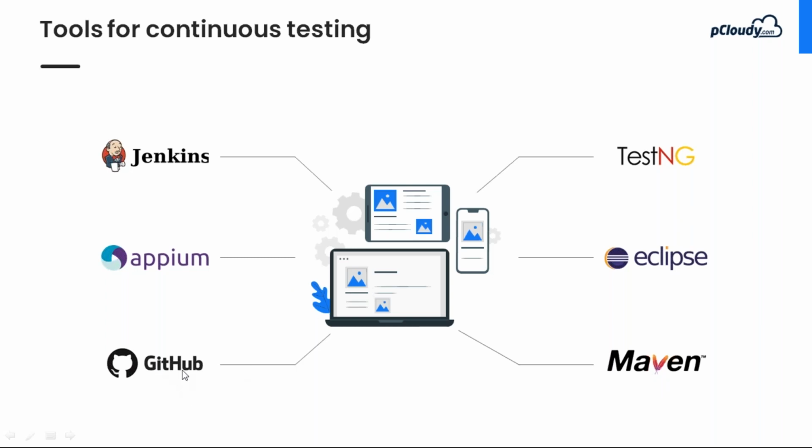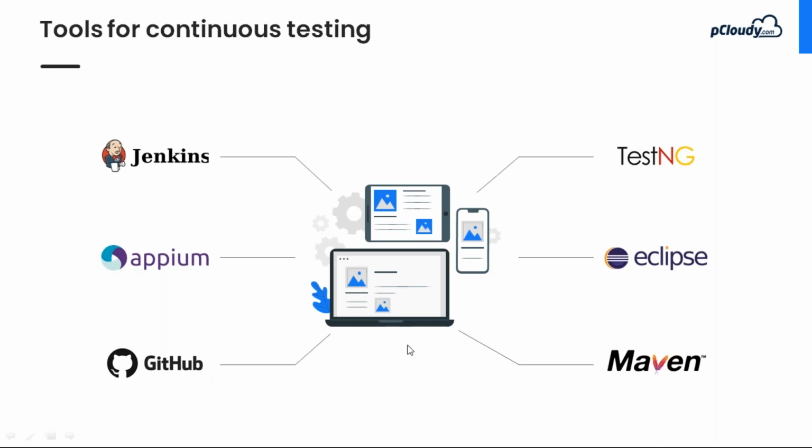Coming to the next part, of course, GitHub is something which we are seeing. You can use Bitbucket if you want, but GitHub is open source, so you can use GitHub to keep your code there. You can commit there. You can keep all the things there.